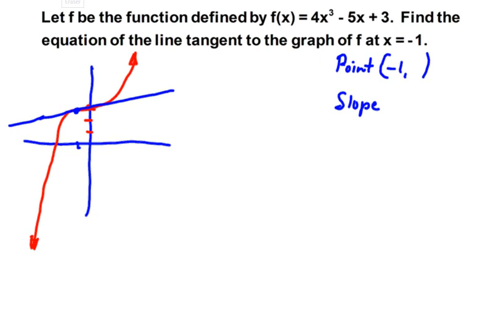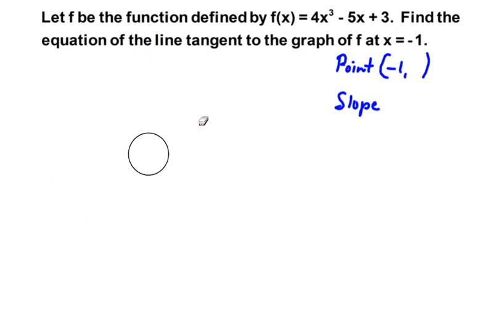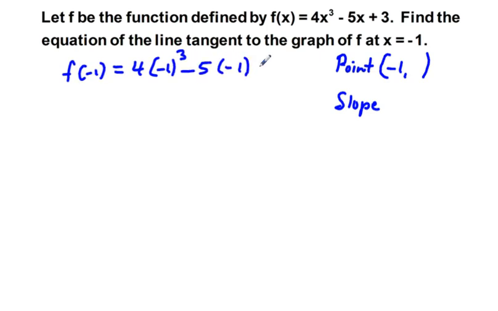And so let's go about finding this point, first of all, the y-coordinate. What we need to do is plug in negative 1 to this original function. So we say f of negative 1 is equal to 4 times negative 1 cubed minus 5 times negative 1 plus 3. And negative 1 cubed is going to be negative 1. Negative 1 times 4 will be negative 4. And then negative 5 times negative 1 is going to be plus 5. And then we just tack on the plus 3. And so we have f of negative 1 is equal to negative 4 plus 5 plus 3. Negative 4 plus 5, that's going to be 1, plus 3, that's going to be 4. So our point of tangency is negative 1 comma 4.